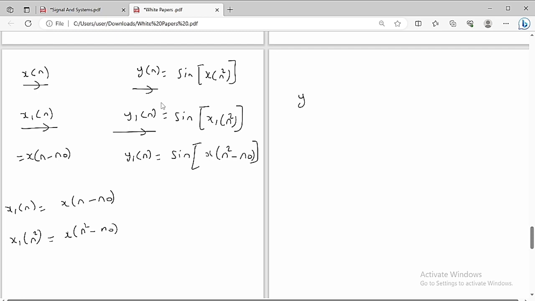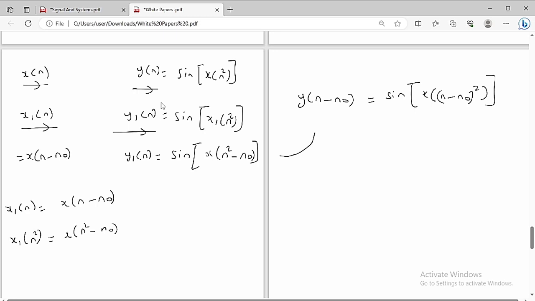Then what is y of n minus n0? If the input is delayed by some amount of time, the output should also be delayed by the same amount of time. That is a time invariant system. So y of n minus n0 means replace n by n minus n0. Then we are going to get sine of x of n minus n0 whole square. Like this we replace n by n minus n0.